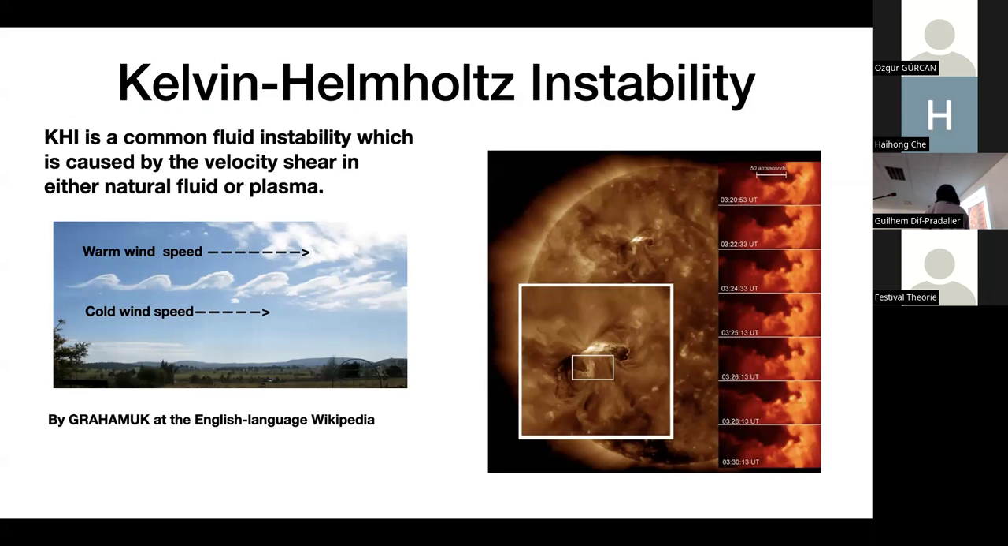I think we are all familiar with the Kelvin-Helmholtz instability. If you look up at the sky, it's very common. You can find clouds with vortices. That's a kind of vortex. This is caused by the shear between the warm wind above and the cold wind below, and causes Kelvin-Helmholtz instability in the sky.